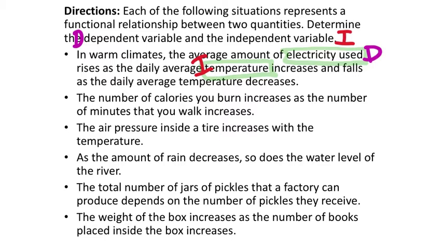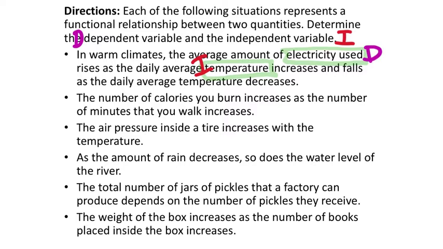Electricity used depends on whatever the temperature is on the outside of the house, okay? So that's dependent and independent, which means that if we started to make a table or looked at the values, we would say that the temperature would be your X values, and then the electricity would be your Y values, okay?